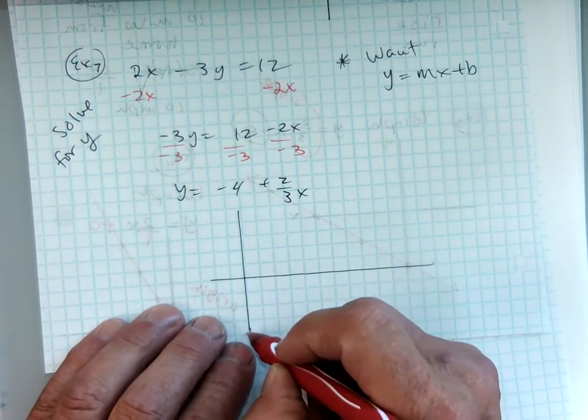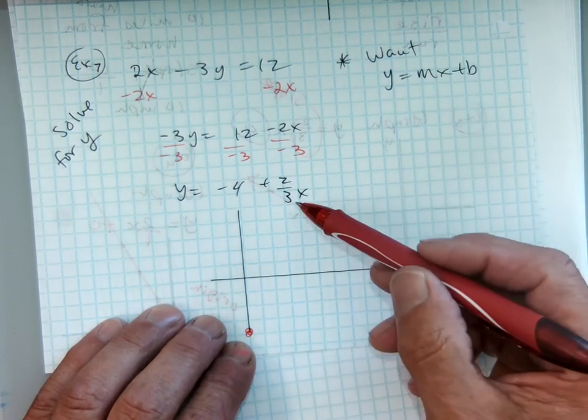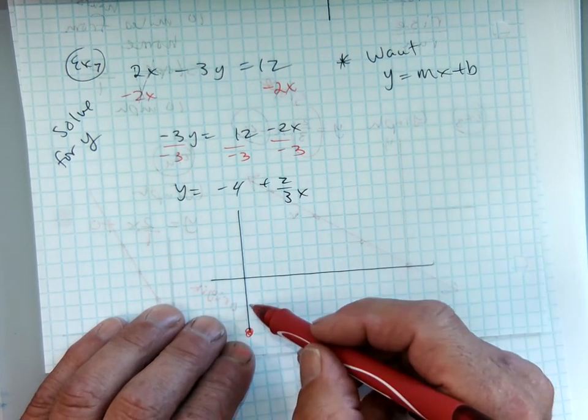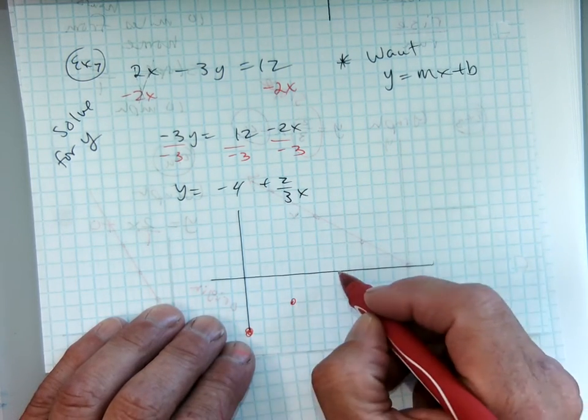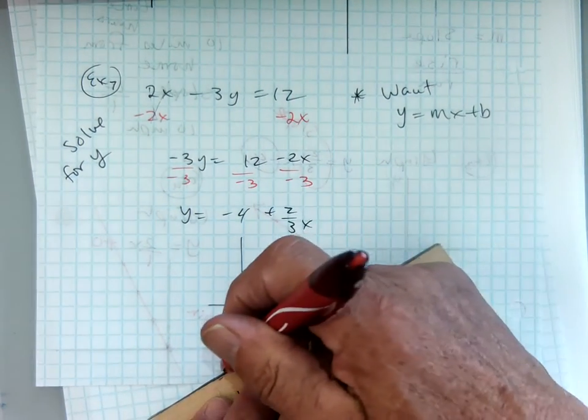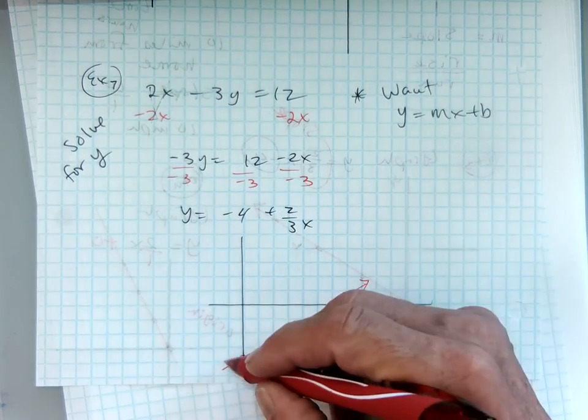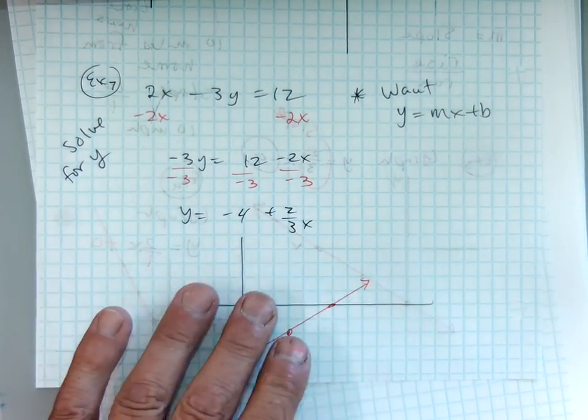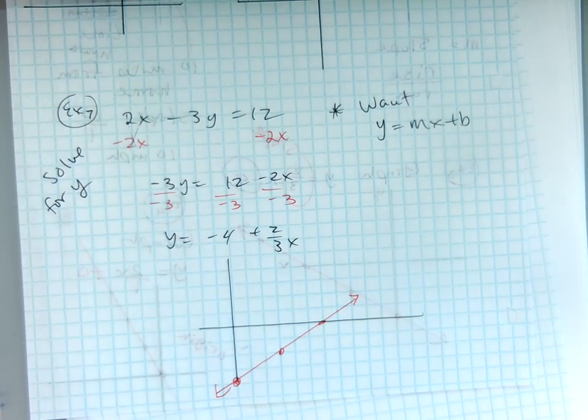Start at negative 4. I'll go up 2 over 3, up 2 over 3. And there it is. I'll let you get caught up. Because before I'm done, there's another way to do this problem. There it is. You remember the cover-up method? The cover-up method. So there's another way to do this that's easier. I'll let you get caught up.